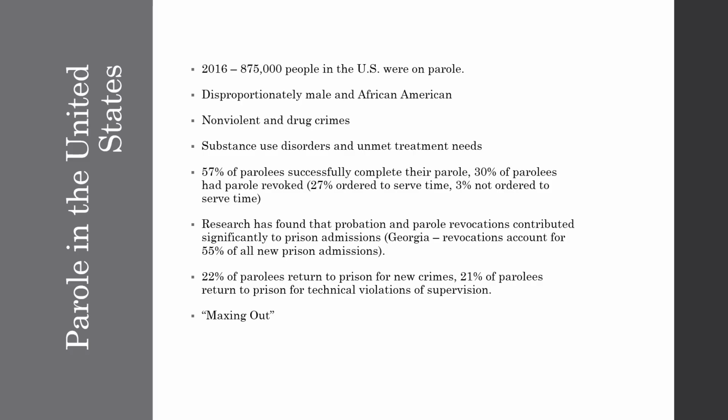One of the problem areas here is that research has found that probation and parole revocations significantly contribute to prison admissions. Of all the people coming into prison, we're looking at about half of all new prison admissions. So half of the people coming in are coming in because of a revocation proceeding. They were unable to meet the conditions of their parole or probation, and they were ordered to go to prison. So in Georgia, revocations account for about 55% of all new prison admissions.